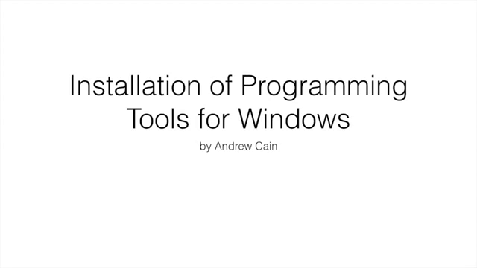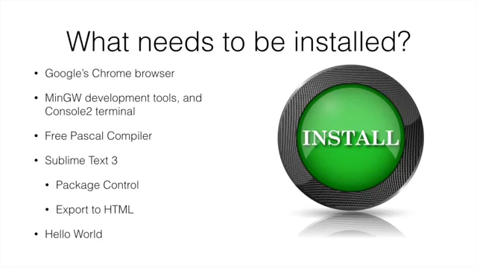Hi, welcome to this podcast in which we're going to look at the installation of programming tools for Windows. So what do we need? Well, we're going to start by installing the Google Chrome browser, if you don't already have that. Then we need to install the MinGW development tools and a Console2 program which will allow us to interact with those tools. We'll then install the free Pascal compiler, Sublime Text with the package control and the ability to export to HTML. And we'll have a look at creating a small Hello World program that uses all of these tools.